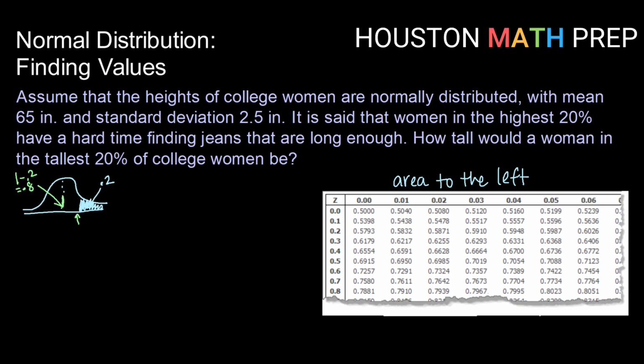Now I notice that I can't find exactly 0.8, so I look for a value as close as I can get to that. I see that 0.8 is probably around this area, somewhere between a z-score of 0.84 and 0.85. So I'm going to just estimate using one of those and say that my z-score would be 0.84. Now, a z-score is on a standard normal distribution, but we are on a distribution with a mean of 65 and a standard deviation of 2.5.